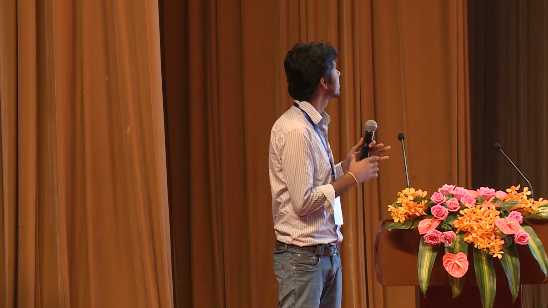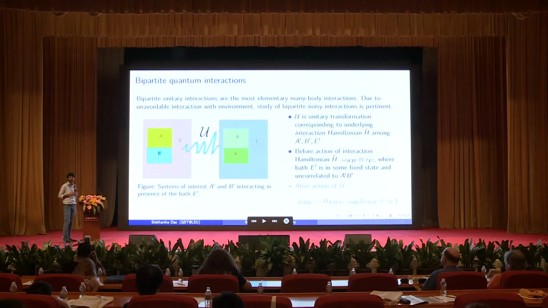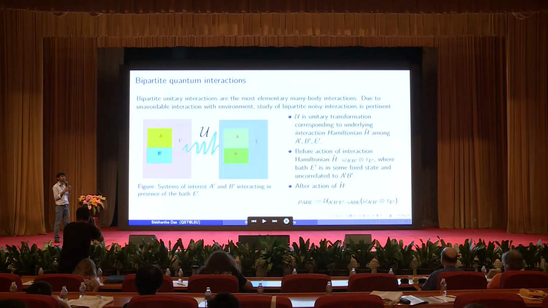Consider that you have two systems, A prime and B prime. They are input systems and systems of interest. They are in the presence of a Bath system, which is E prime, and due to the underlying Hamiltonian, you have some unitary transformation, and that is how you evolve to systems A, B, and E. Before interaction, we assume that the composite system A prime and B prime is in tensor product and uncorrelated with the Bath system. After transformation, you get this state rho A, B, E, and it may happen that the Bath is inaccessible. So what we want to study is noisy interaction, where you have two inputs and two outputs.